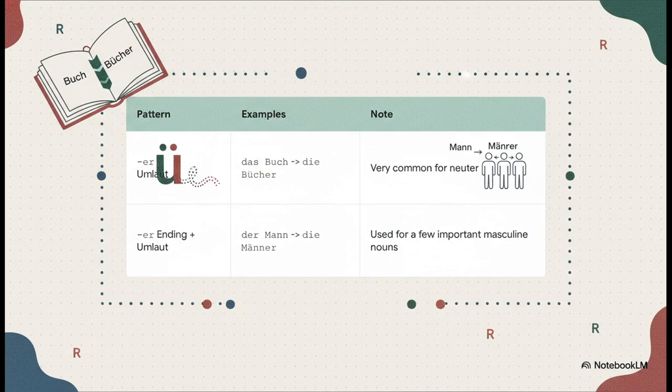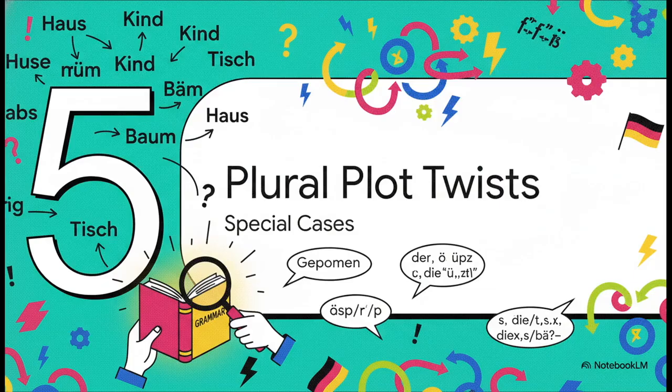It's a classic pattern for a lot of neuter, das nouns. Hey, remember our very first example? Das Buch becomes die Bücher. This is that pattern. You'll also spot it with a few really important masculine words, like der Mann, which becomes die Männer. Okay, so we've got our 5 main patterns down.